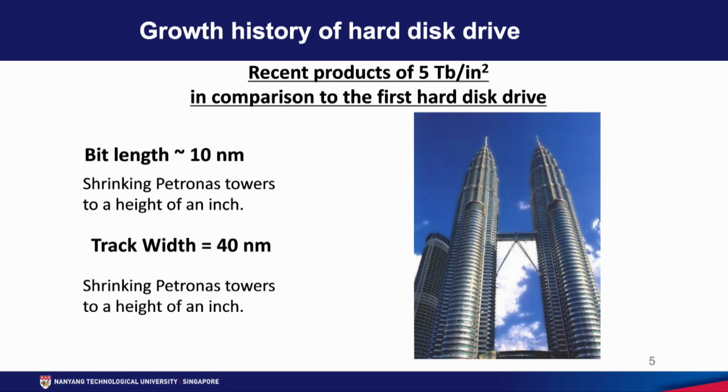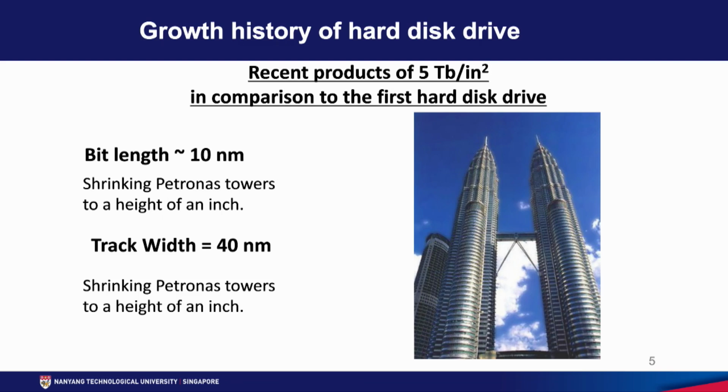So, when you compare the bit length of a hard disk drive in 1956 to the bit length of a hard disk drive now, the reduction in the bit length is like shrinking this whole tower to this size. Imagine the miniaturization of a tower as tall as Petronas Tower to this small size. That much miniaturization has happened in the bit length.